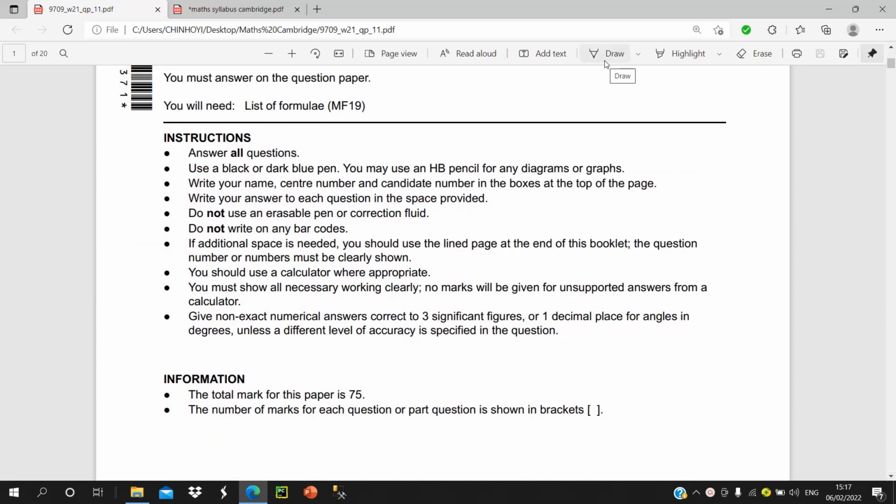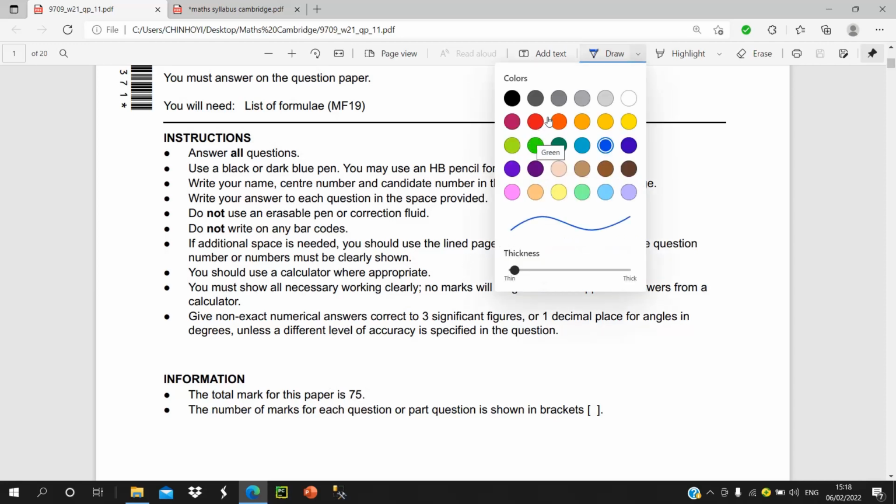And here there's the instruction that you need to take note of when you are writing your paper. You have to take note of all the instructions before you start writing. So the total of the paper is 75. This is the total of the paper. It's 75.